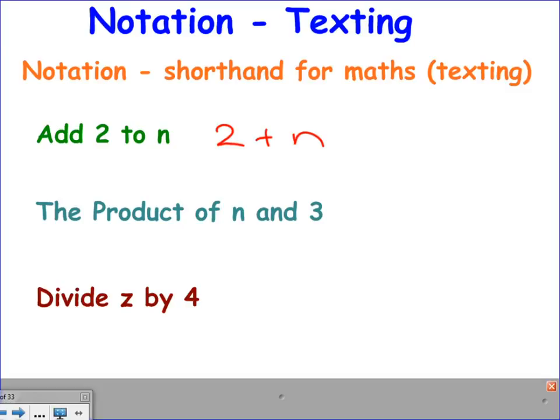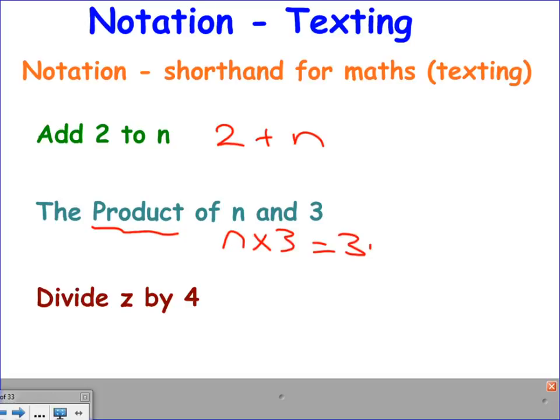Okay? What's the word product mean? You've come across it in homework, come across it in the first lesson. Not the sum of, the sum is different. The sum is the result of addition. The product means multiply them. So what I'm saying is multiply n and 3. Does anybody know how you multiply n and 3 in maths? N times 3, yeah, so it's that, but how do I make that into shorthand in maths? 3n. Good.